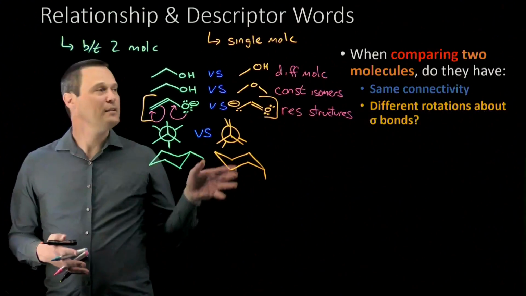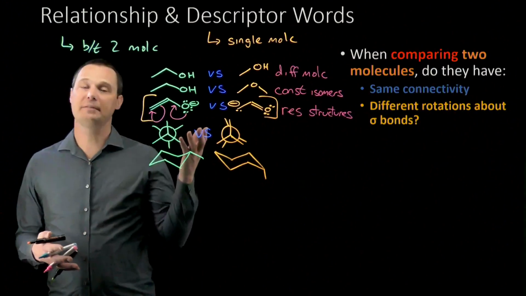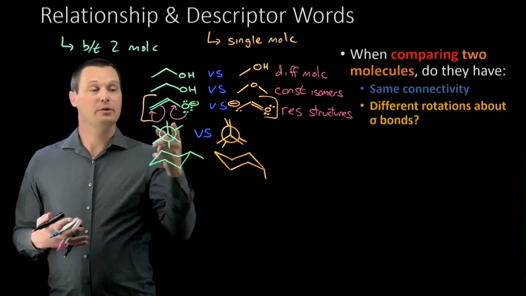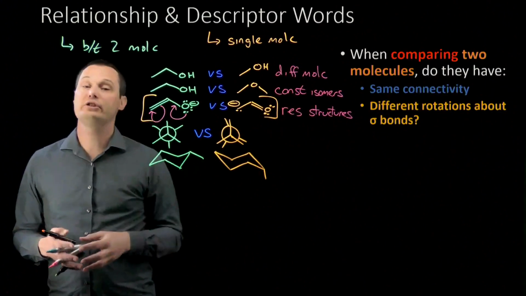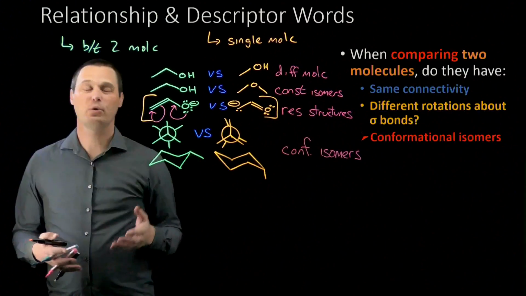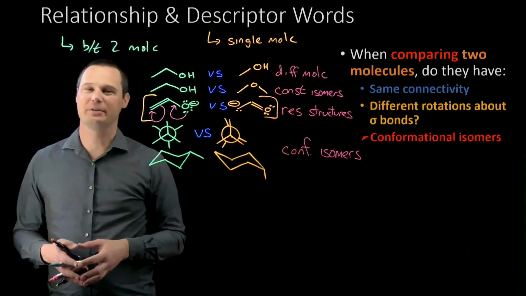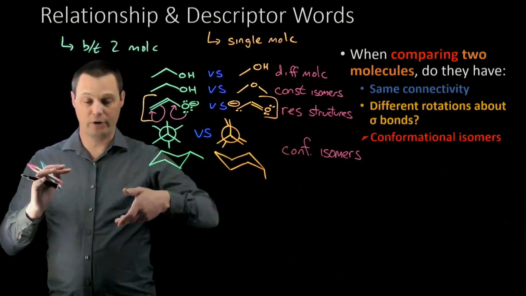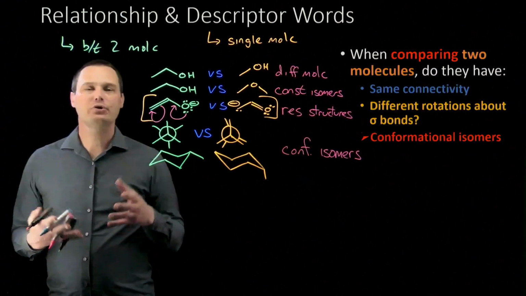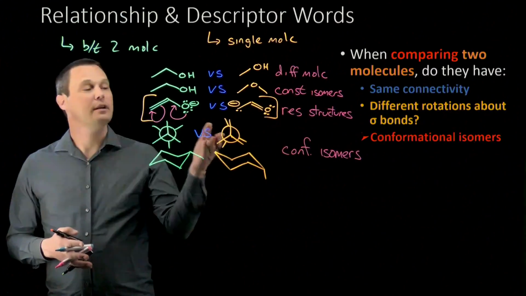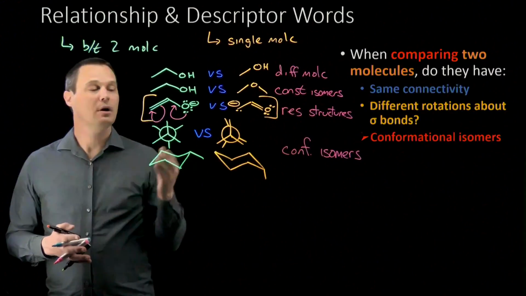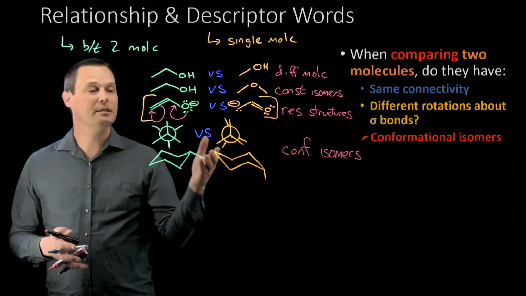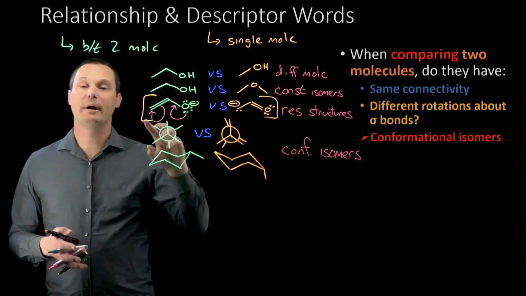Our next level of analysis, if we're comparing two structures and they have the same molecular formula and same connectivity, they don't differ in their pi bonds and lone pairs, but they only differ in rotations about single bonds. The relationship word to use in this case is conformational isomers. Any molecule can have a conformational isomer by doing a 120 or 180 degree bond rotation, but we most often encounter conformational isomers in staggered versus eclipsed Newman projections or in chair flips. These molecules have the same molecular formula and same connectivity, they only differ in their rotation about sigma bonds.